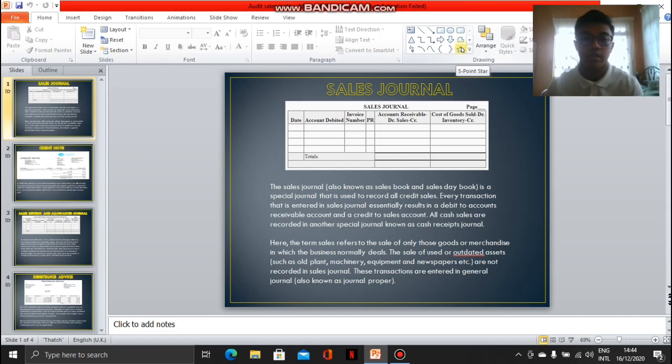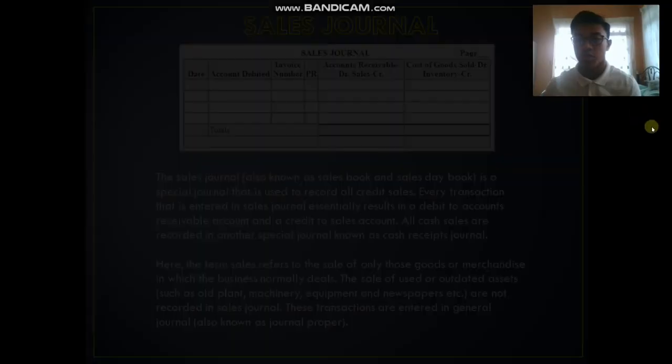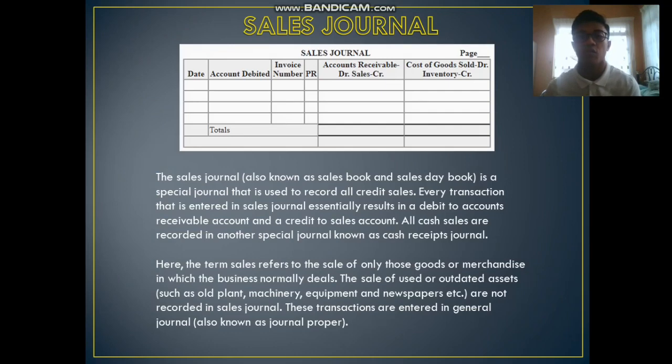Previously, I had discussed with us about the sales invoice. Now, I'm going to go through with you guys the sales journal. Okay, first of all, what is the sales journal? Sales journal, also known as the sales book and sales day book, is a special journal that is used to record all credit sales. Every transaction that is entered in sales journal essentially results in a debit to accounts receivable account, and a credit to sales account.